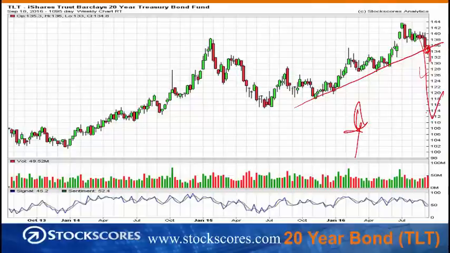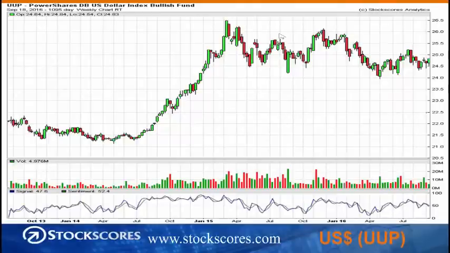And really the cause of a lot of the weakness in the market right now is the fact that interest rates are expected to rise, and we're seeing the bond market start to price that in. Fed hasn't done anything yet, so it's just the market speculating that they will do something. On the US dollar side, well, if interest rates go up, US dollar should go up as well.